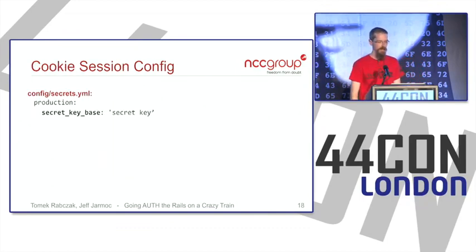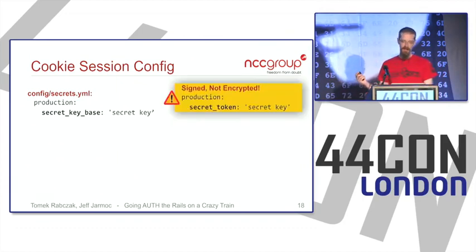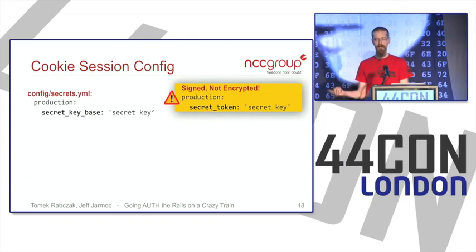Cookie sessions have a couple other options. In config secrets YAML, you set secret_key_base to some secret value, hopefully something long and random, and that becomes the encryption key that's used to encrypt your cookies. Now we need to be cautious. If you use secret_token instead of secret_key_base, you don't end up with encrypted cookies at all. What you end up with in that case is just signed cookies.